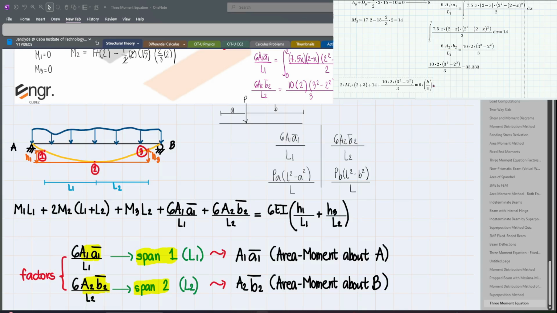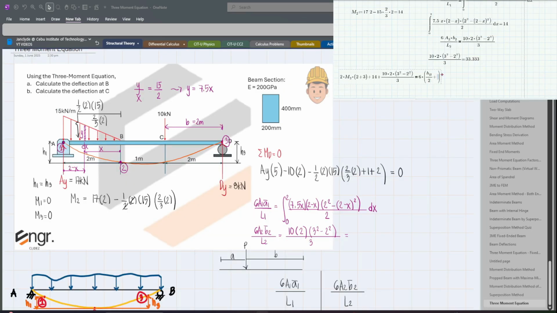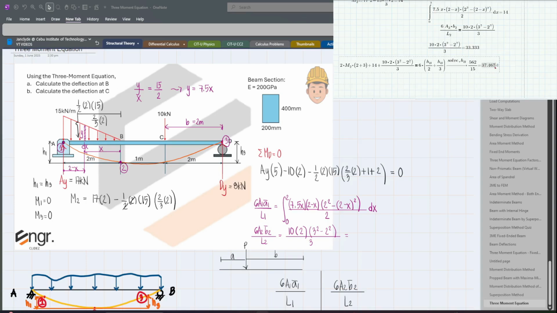So we have H sub B divided by L1, which is 2 meters. Ayan. Then plus, still H sub B divided by 3 meters. Ito yung value ng L2. So solving H sub B, we would get 562 over 15, which is equal to 37.467. Now this value is still in K and M cubed divided by EI.